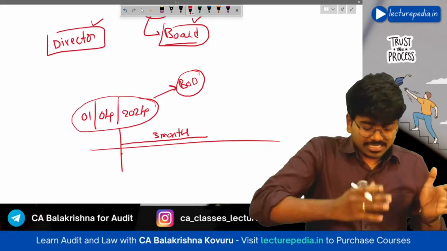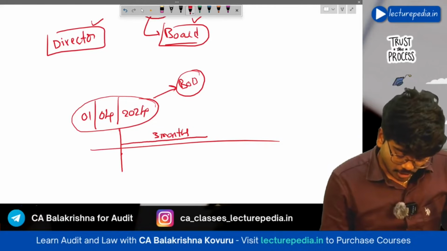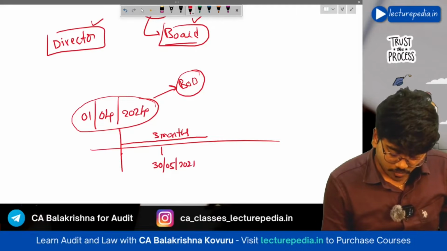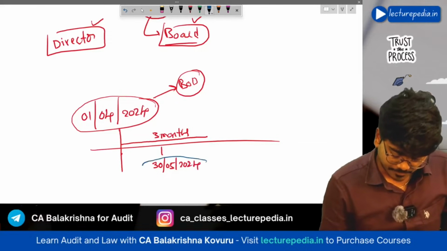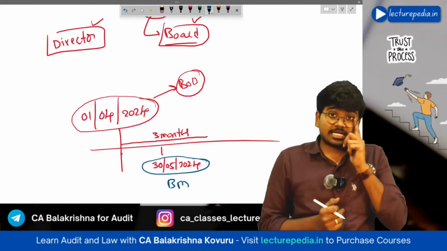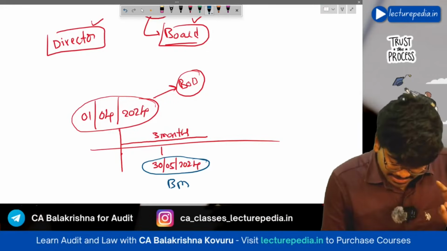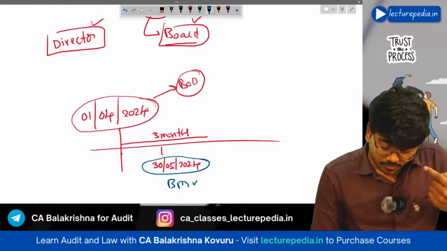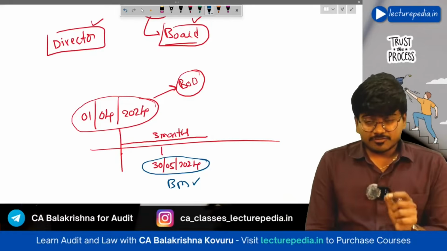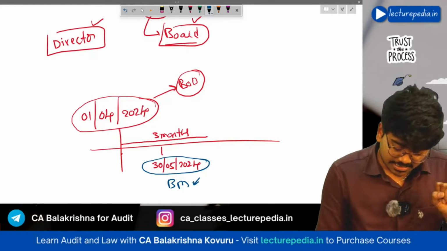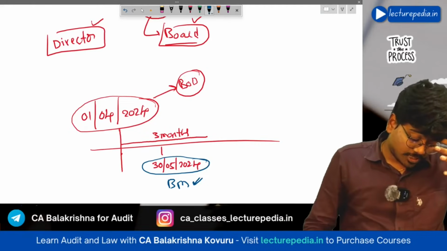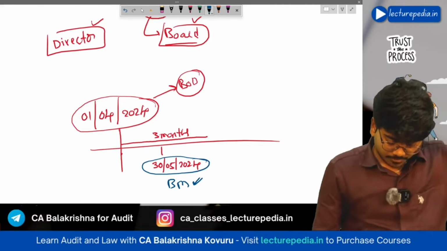Let's say for example, the next board meeting is to be held on 30 May 2024. Let's say this is the next board meeting date. So the vacancy of women director has to be filled within next 3 months or the date of next board meeting, whichever is later. Now in this situation, which will become later? Board meeting is 30 May 2024 and 3 months from 1st April 2024 turns to be April, May, June, right?